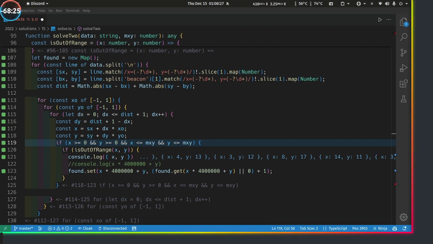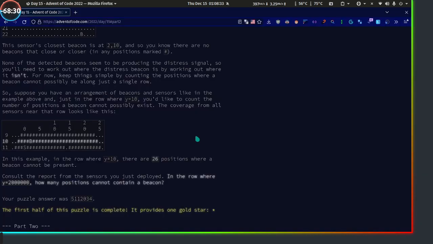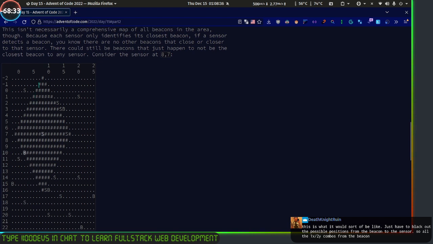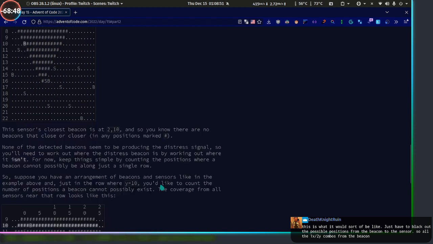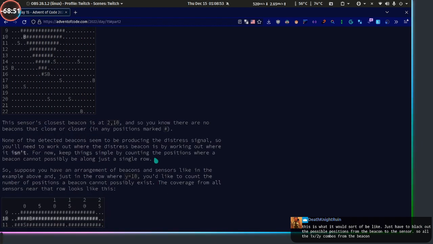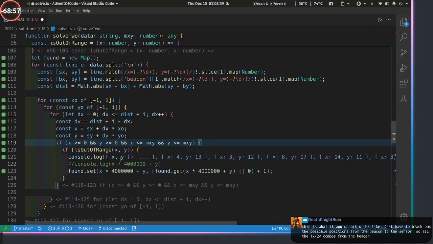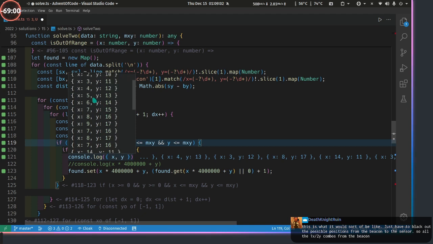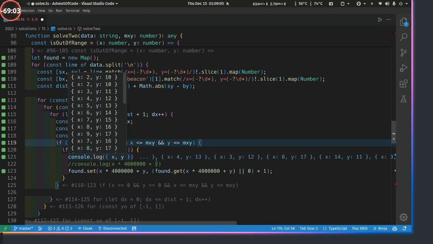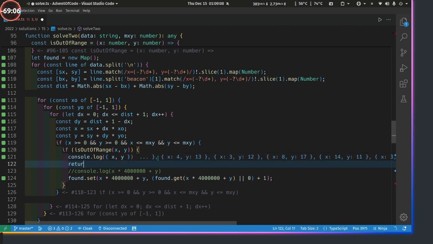Oh, Manhattan distance makes squares, not diamonds. Hmm. Okay, I might try that. Black out the possible positions. Yeah, I thought I did that initially, and I ran out of memory. TypeScript was like, no, can't add any more blackout positions. Okay, X equals 2, so there are 2. Okay, we're just going to return false. Stop running code.